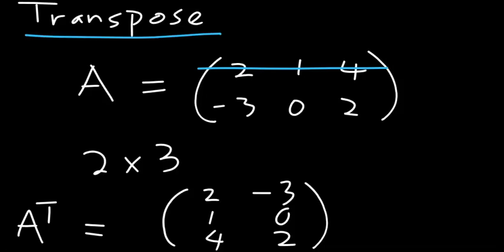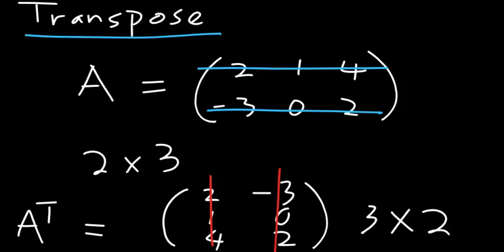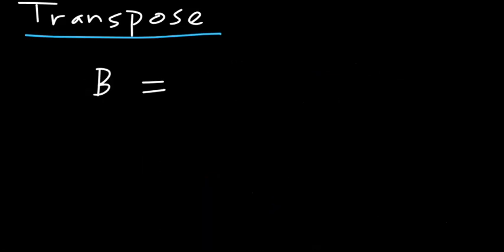So the first row of matrix A becomes the first column of its transpose. Likewise, the second row of matrix A becomes the second column of its transpose. So the order of the transpose matrix in this case is 3 by 2. Let's look at another example.